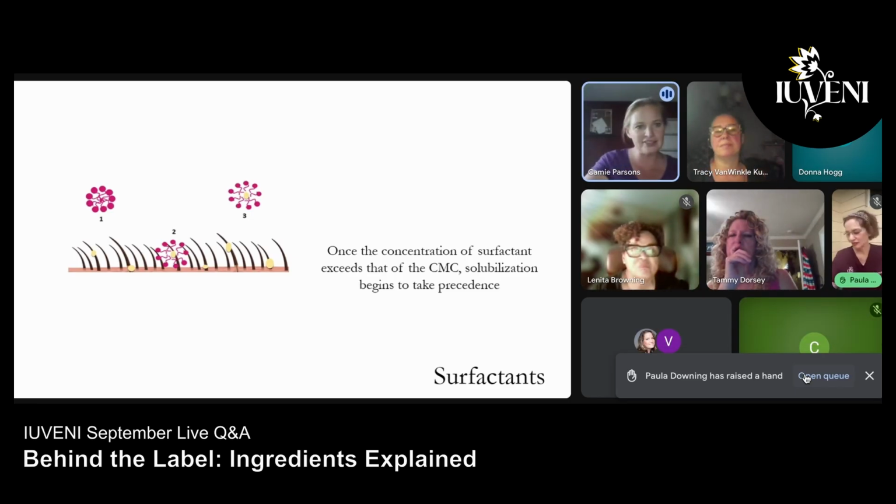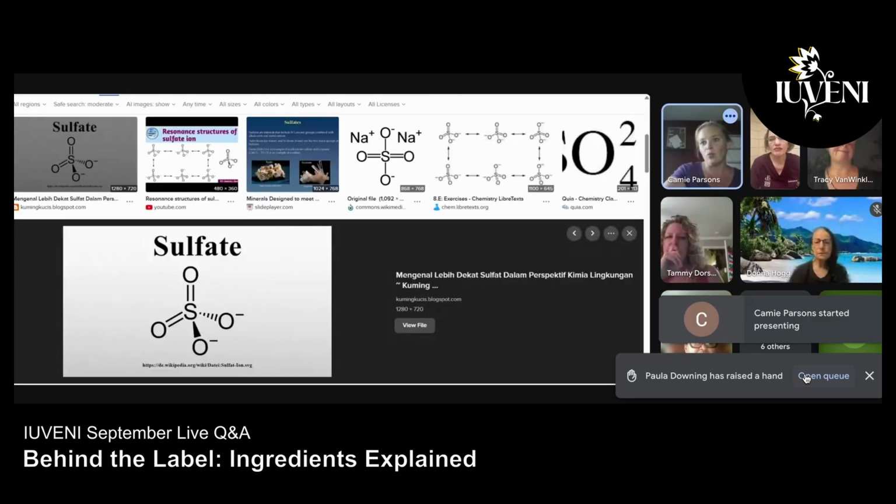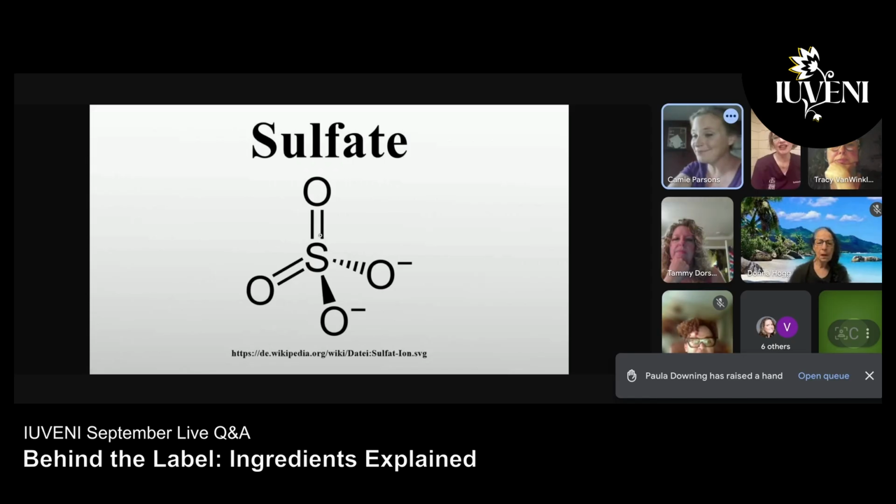Sulfate. I want you guys to tell me what you see. What do you guys see in a sulfate? There's some double bonds. I'd say the double bonds. I don't know what the little dash is. Oh, okay. I'm really glad you asked.